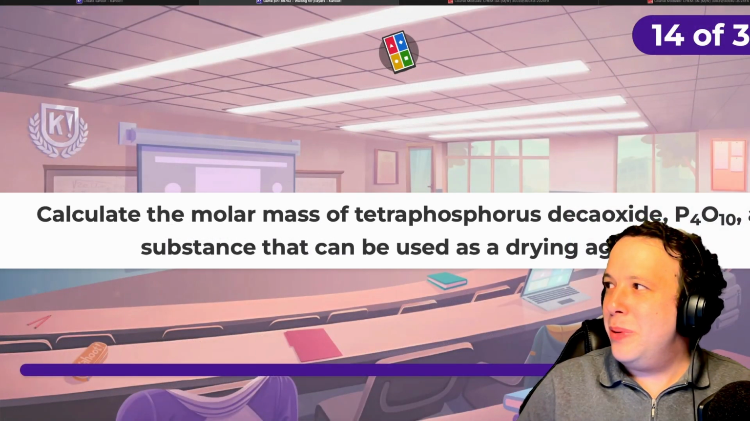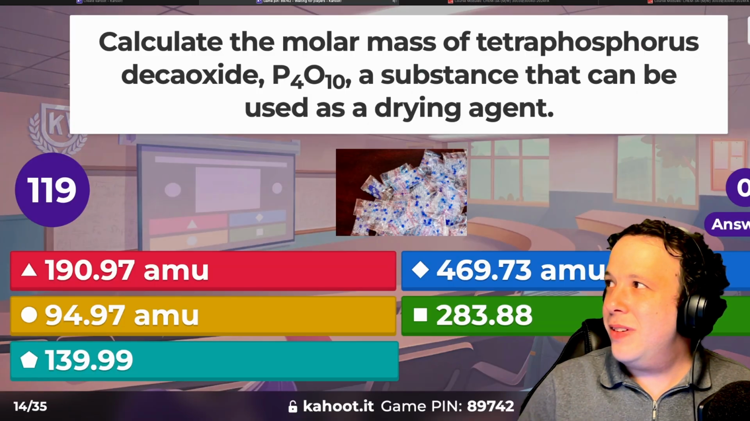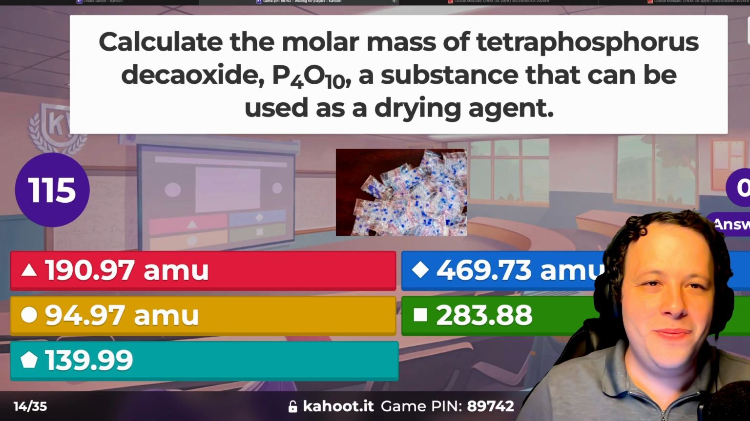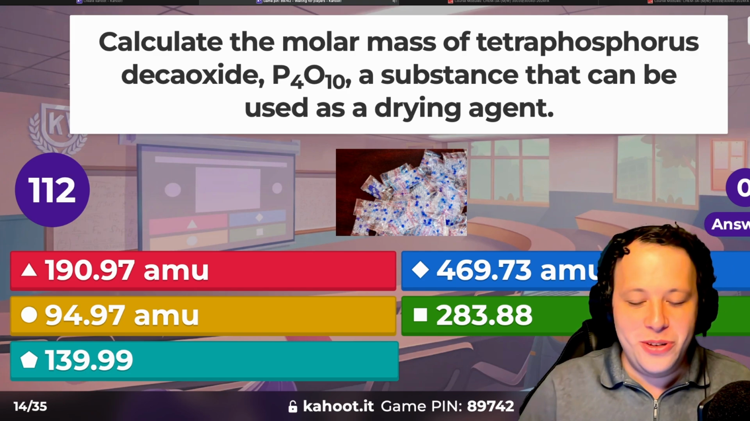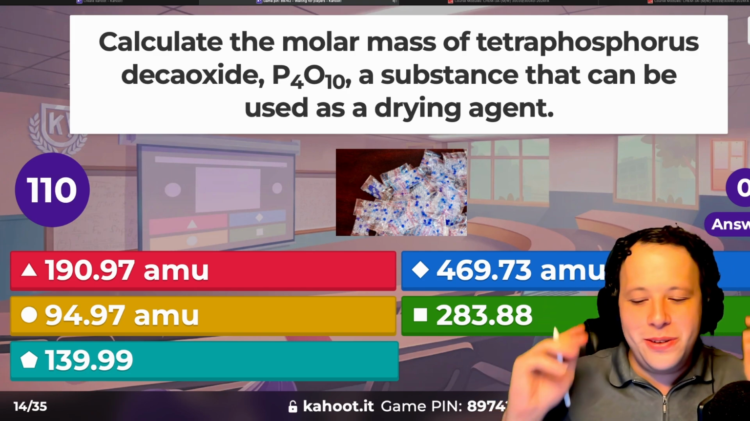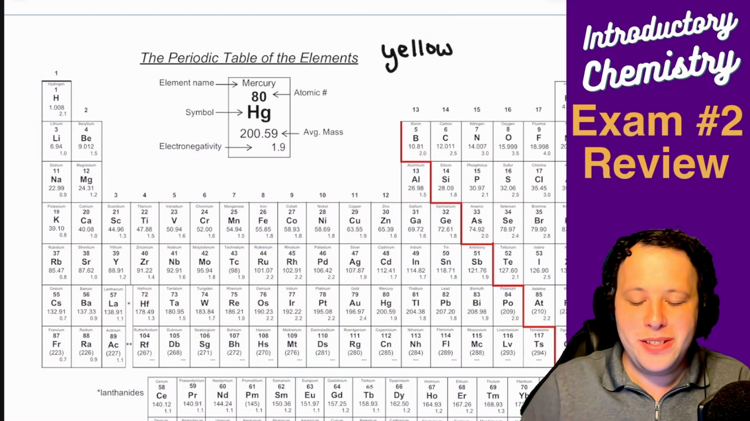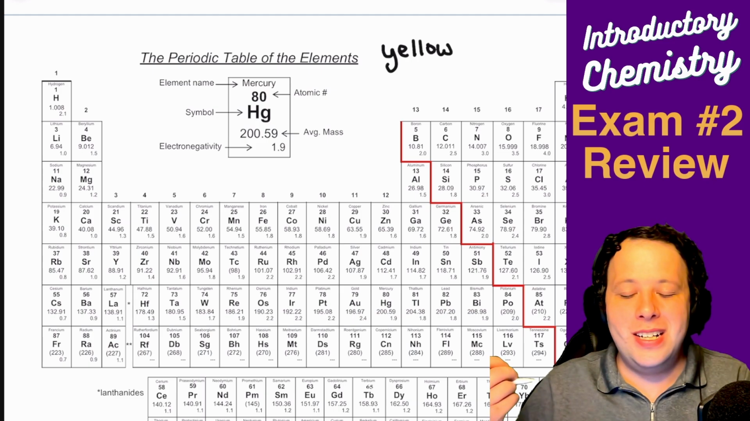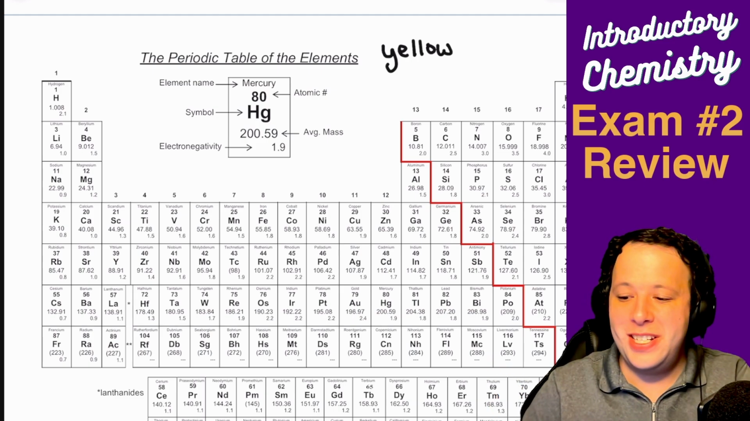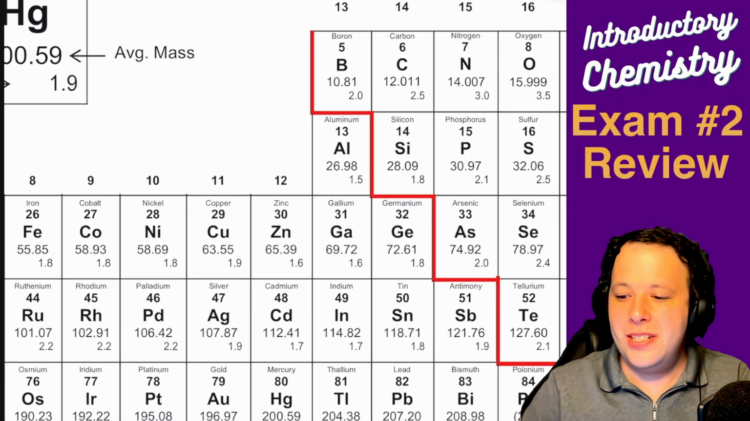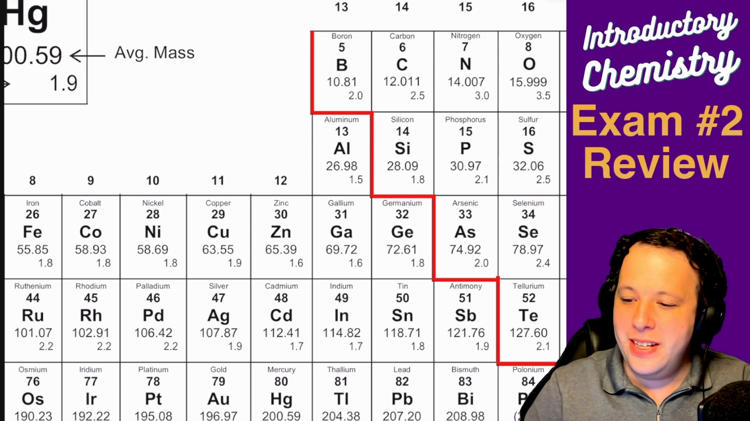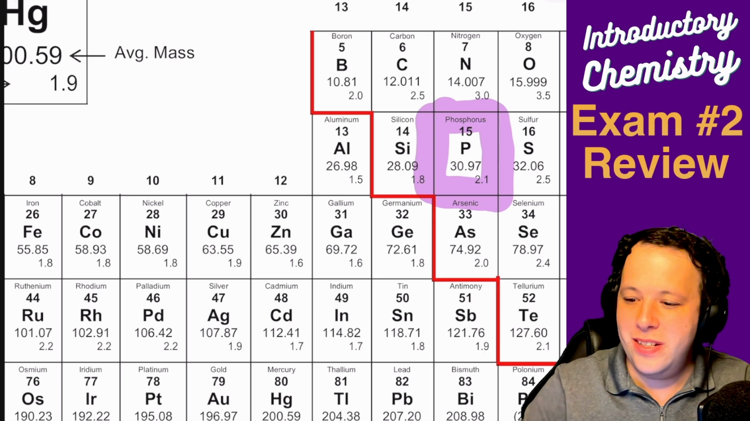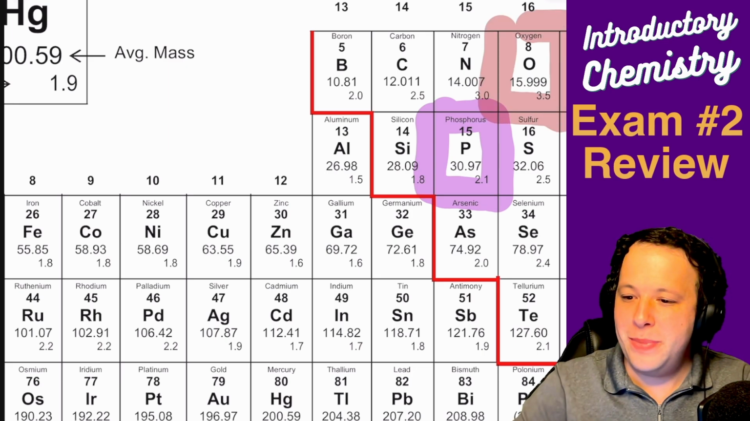Calculate the molar mass of tetraphosphorus decoxide, and then it gives you the formula. It's a substance that can be used as a drying agent. So how would you calculate the molar mass? It's just using your periodic table, looking up all the different values on it. We need to find phosphorus and oxygen. We can find them in the nonmetals over on the right-hand side. So here's one, and the other one, oxygen, is up here.